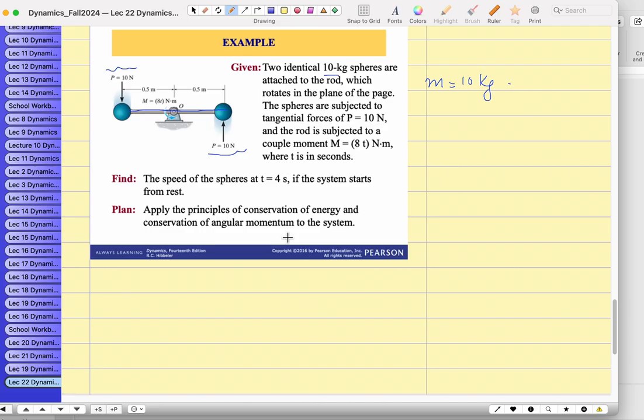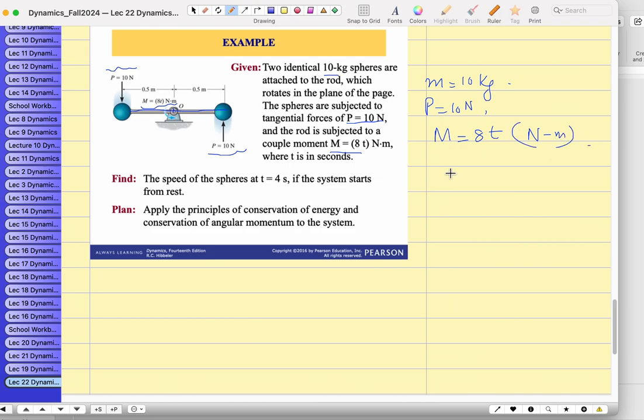There is also a moment inside this motor which is trying to keep the rod rotating at a higher and higher speed. The question is: the force applied here is P equals 10 newtons. The rod is subjected to a couple moment, so the couple moment is A times T newton meters.